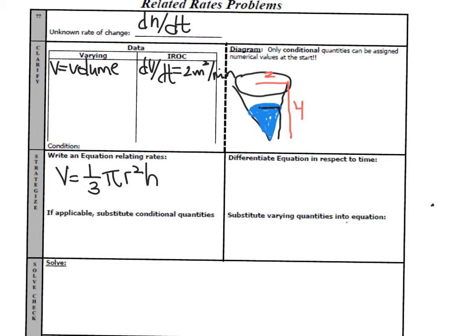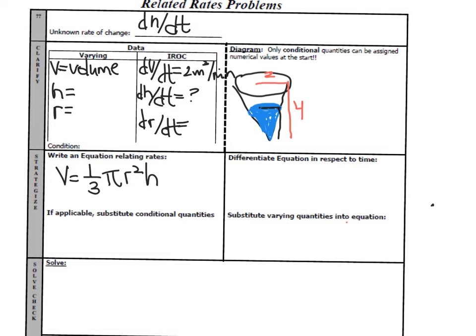Okay, now the next variable. We've got 2 other variables: H and R. The derivative of H with respect to time, that is our unknown. We don't know what that is. And how about the change in radius over time? Are we given that also? I don't think so. Okay, so we're going to have to work on this a little bit.